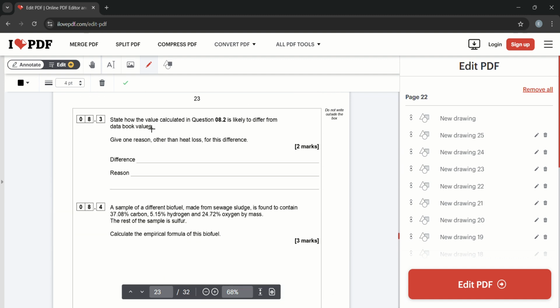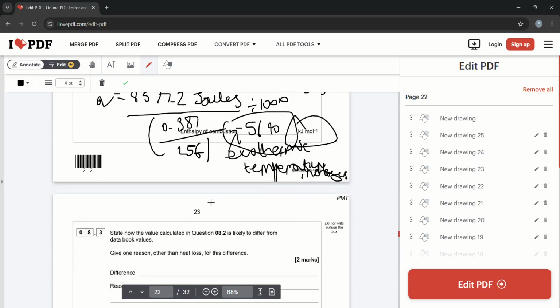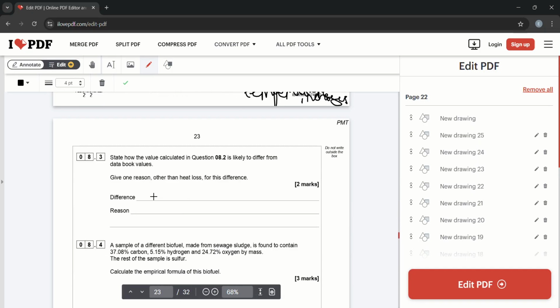Say how the value calculated in question 8.2 is likely to differ from the data book values. It's going to be less exothermic. Why? Because, it says other than heat loss. Other than heat loss, just talk about incomplete combustion.